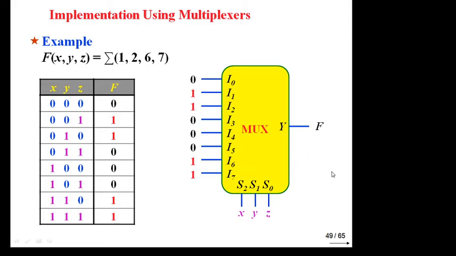Similarly for carry, you know what carry is? Carry out is sigma m 3 5 6 7. Now what you will do? Connect 3 5 6 7 to 1, and the remaining inputs to 0. Similarly you can implement a full subtractor, meaning you can implement any Boolean function by using a multiplexer. That's why it is also called a universal circuit.